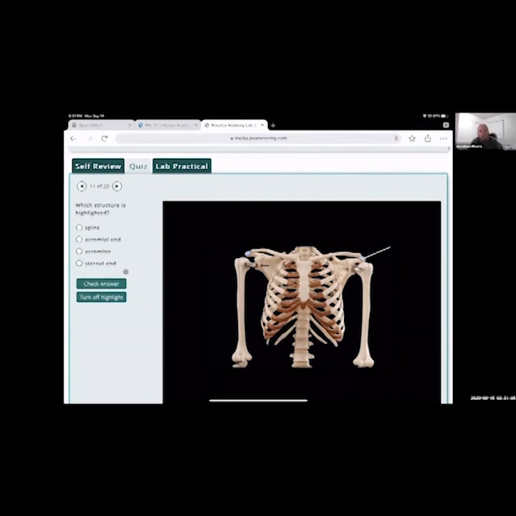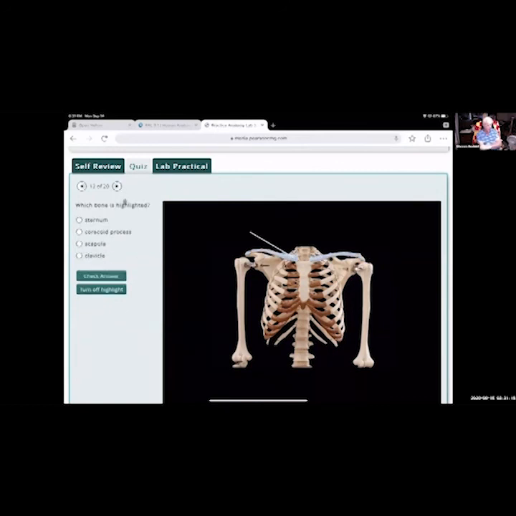Number 11, what structure is highlighted? Acromion? It looks like the acromion of the scapula. Yep. You got it. Which bone is highlighted? The clavicle.